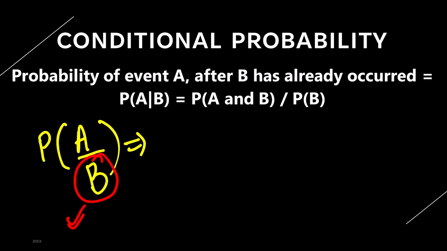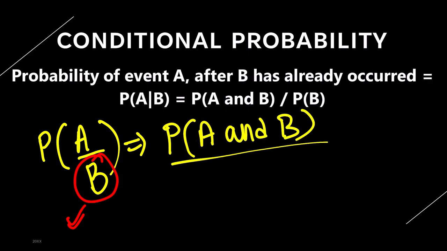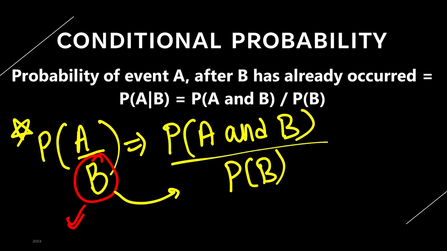That is conditional probability. So probability of A by B means B has already happened. What is the probability of A now? So the formula for this is probability of A and B both happening divided by probability of B. I hope this is clear. So again I am reading this one. Probability of A happening after B has already happened is equal to probability of A and B both happening divided by probability of B happening alone. That is the formula for conditional probability.